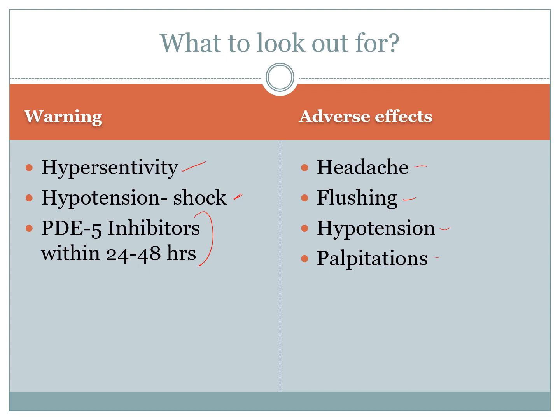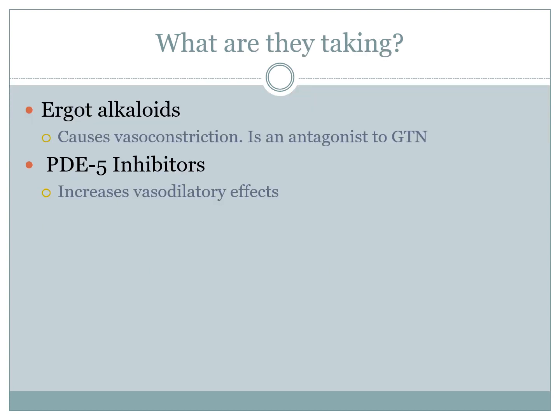Okay, other drugs that we need to be aware of that people are taking before giving GTN are your ergot alkaloids. Now, these particular drugs cause vasoconstriction. It's actually an antagonist to GTN, so GTN doesn't work. Now, these particular drugs are used to treat migraines and things like uterine bleeds, that sort of thing. So they are quite rare.